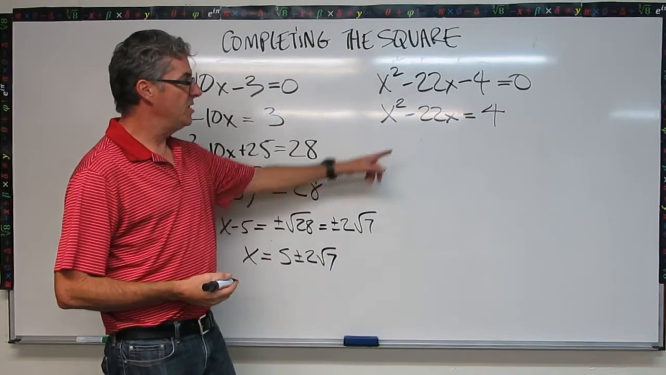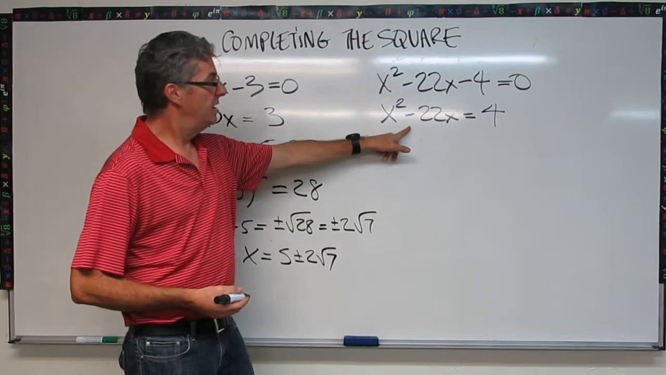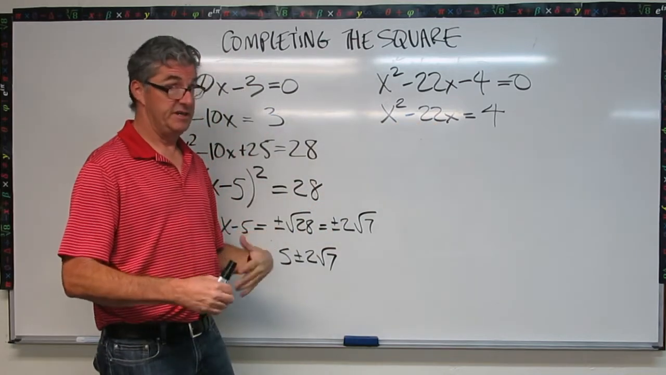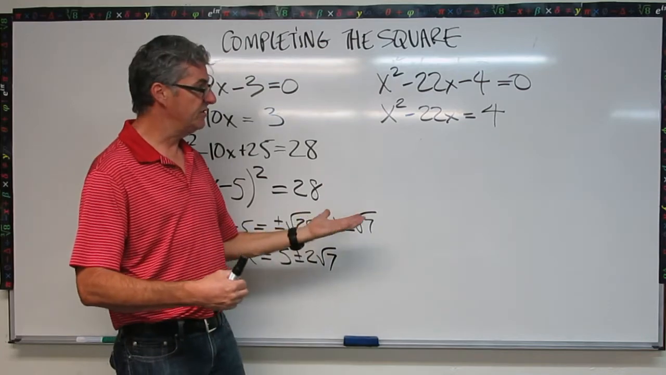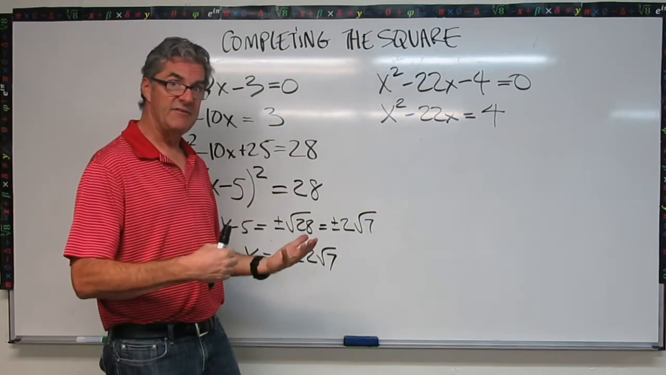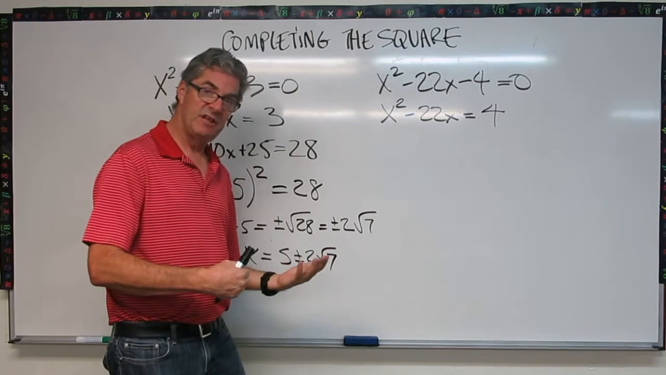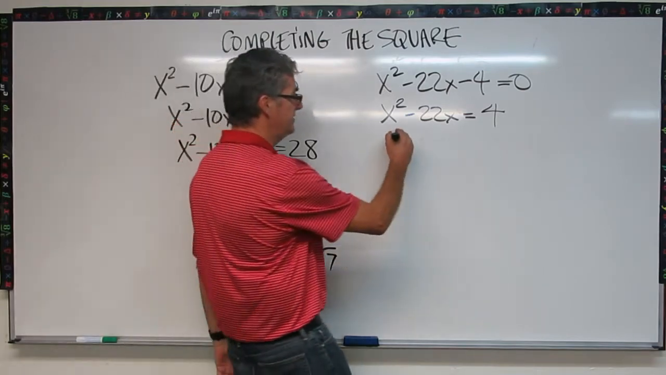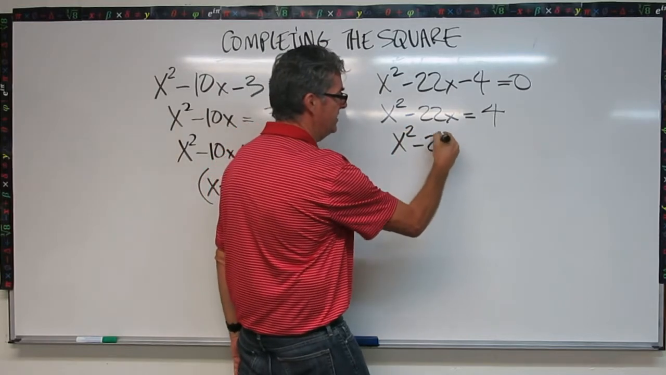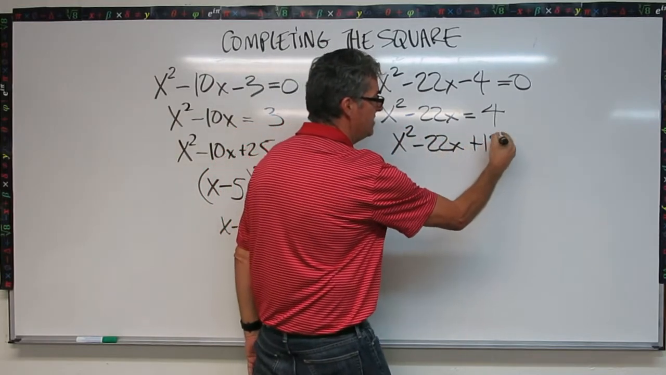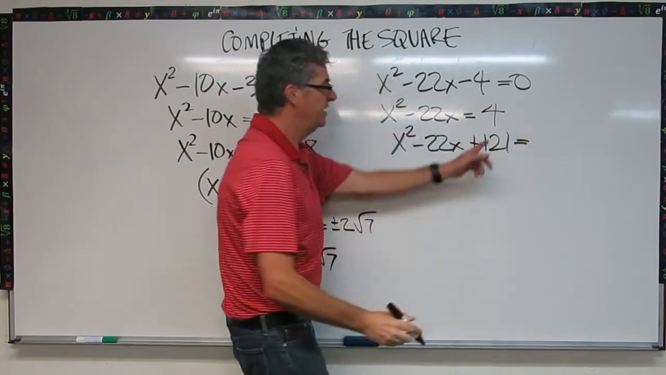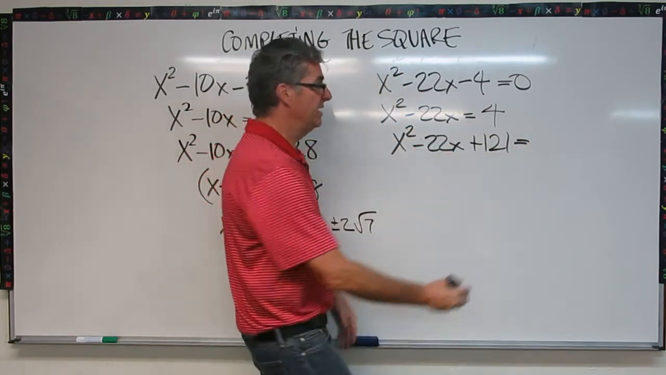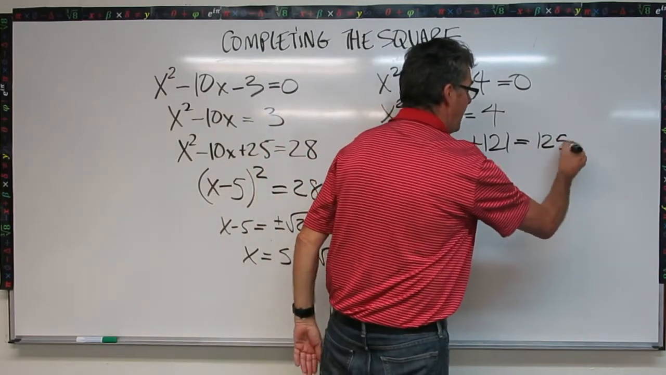Now find my b over 2 squared. So b over 2, negative 22 over 2, is negative 11. That's just 22 divided by 2. So negative 11. Squaring negative 11 gives us positive 121. So this is x squared minus 22x plus 121 equals, now I have a 4 over here, so I'm going to add 121 to 4 and get 125.